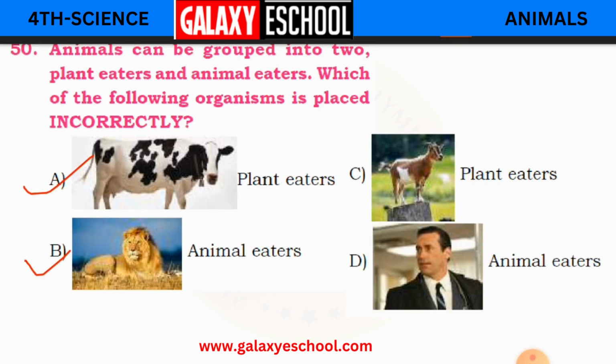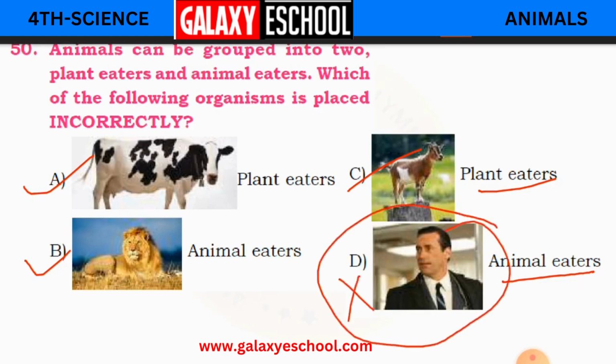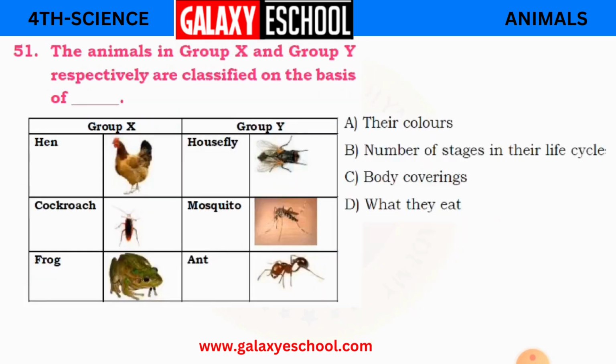This is a deer, I suppose. And is it a plant eater? Yes. And now, human being. Human being is an animal eater? No. He or she is of both. That is a plant and also an animal eater. So this is incorrect. So that is why our answer is D. Clear, children? Now we'll go with the 51st question.